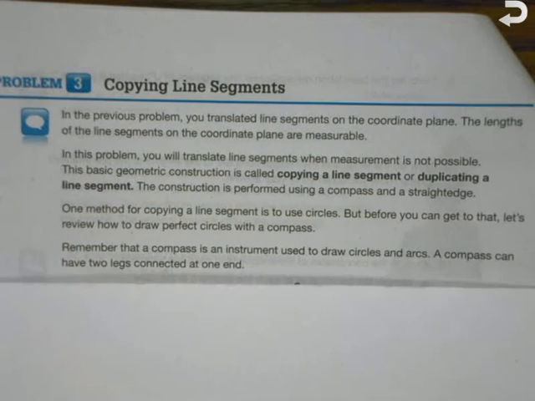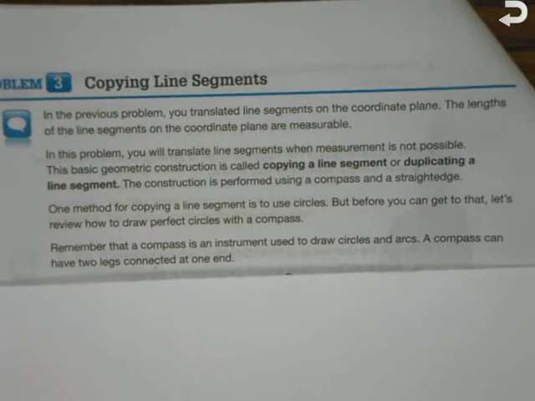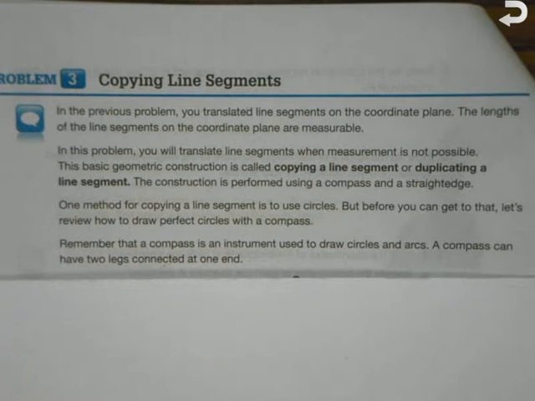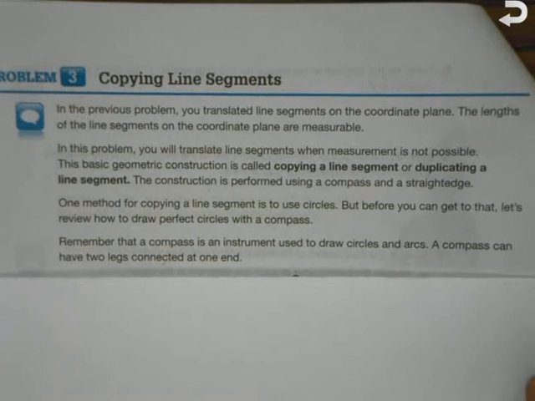In the previous problem, he translated line segments on the coordinate plane. The length of the line segments on the coordinate plane are measurable. Okay, so if we're drawing something on the coordinate plane, you can measure the segments by counting the boxes. Okay, Brittany. In this problem, we will translate the line segments when measurement is not possible.